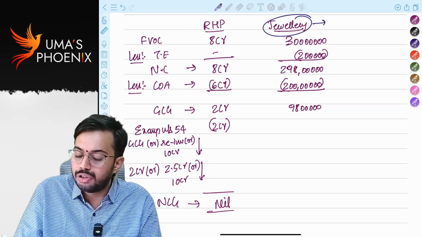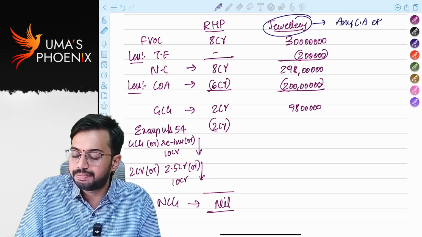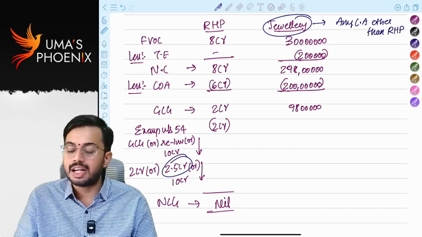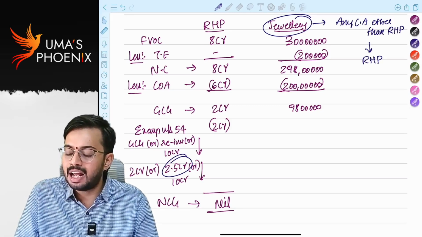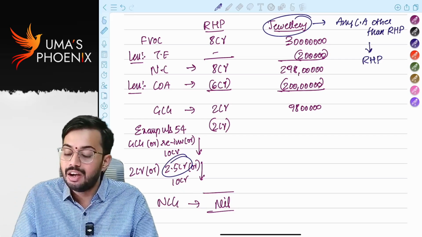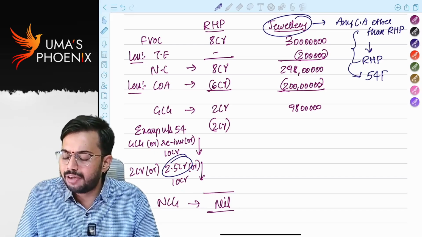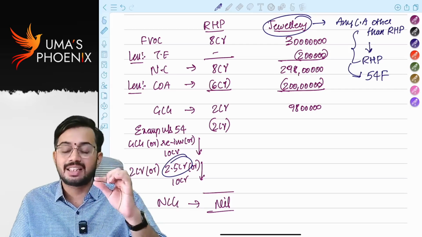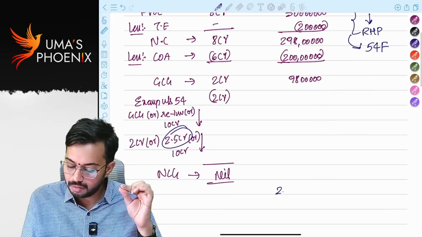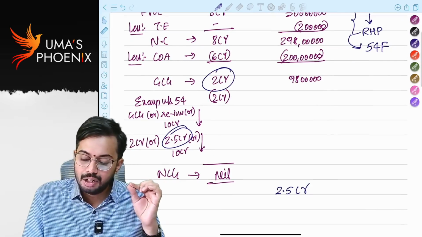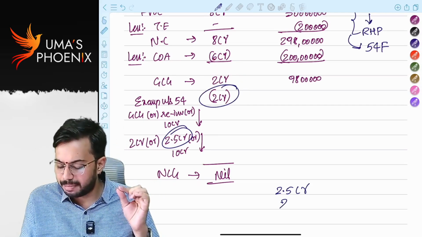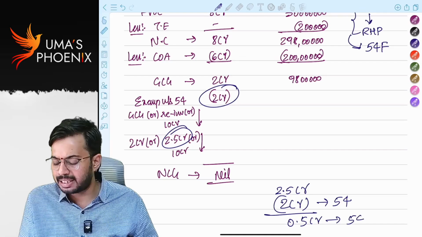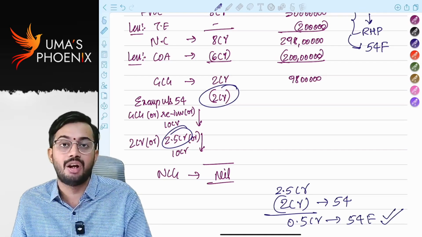Capital asset transferred is jewelry. Jewelry means any capital asset other than residential house property. He reinvested 2.5 crores in residential house property, right? So any capital asset other than residential house property to residential house property. What is this combination? This combination is 54F combination. But how much is reinvested in new residential house property? 2 crore 50 lakhs. Out of 2.5 crores, 2 crores was claimed as exemption under section 54. So how much balance is left? 0.5 crore he can claim as exemption under section 54F. Am I correct or not?